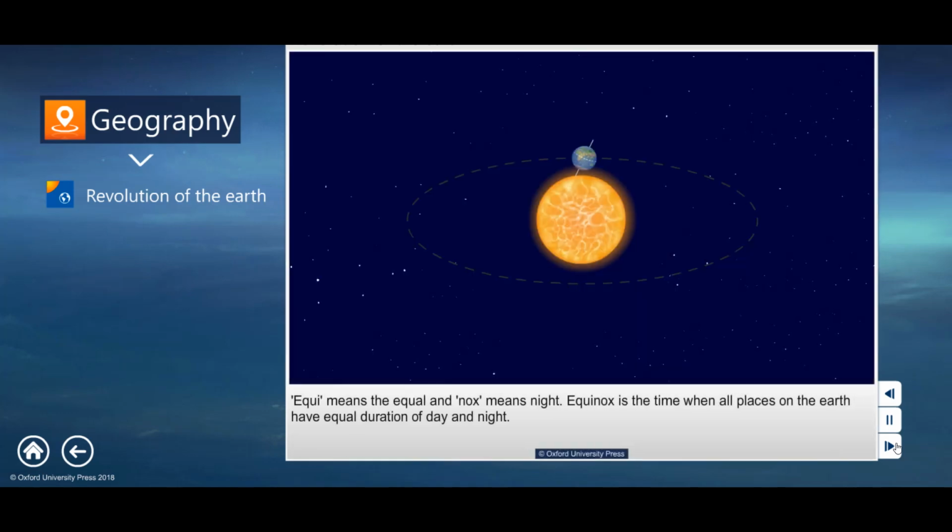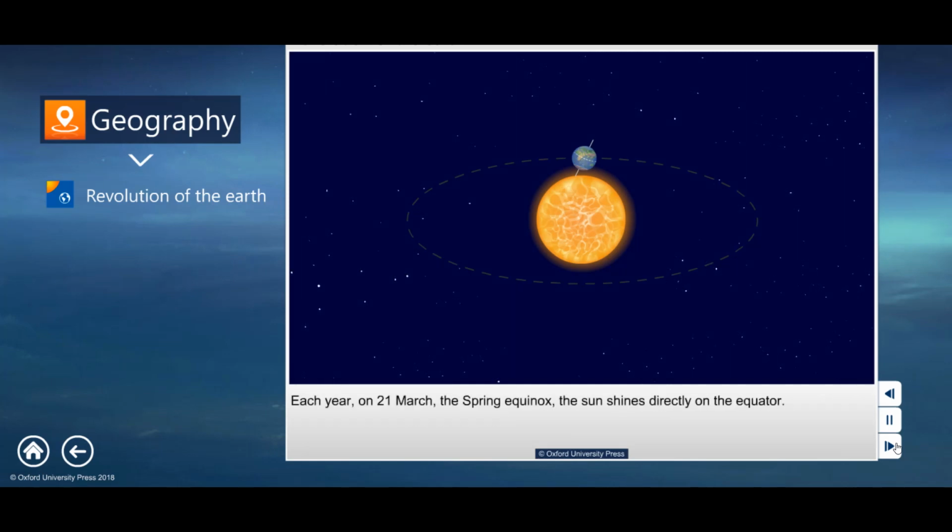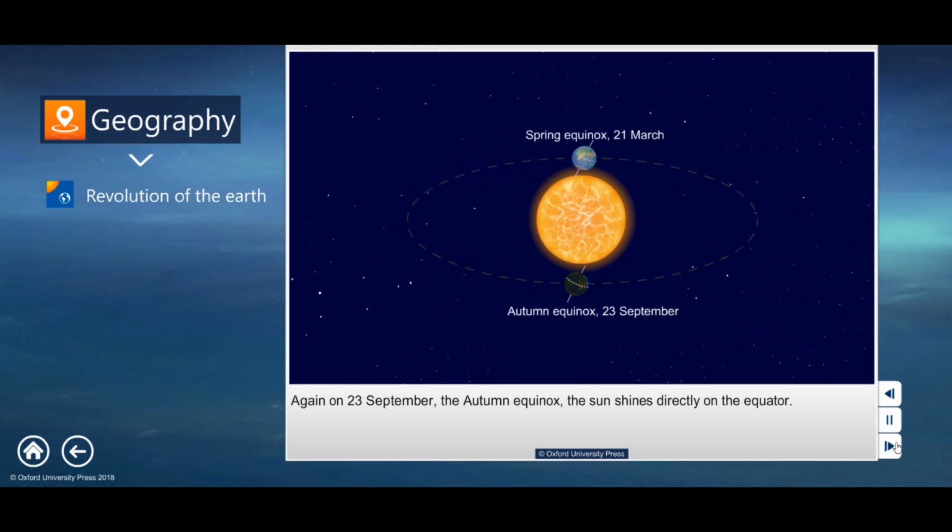Equi means equal and nox means night. Equinox is the time when all places on the Earth have equal duration of day and night. Each year, on 21st March, the spring equinox, the sun shines directly on the equator. Again on 23rd September, the autumn equinox, the sun shines directly on the equator.